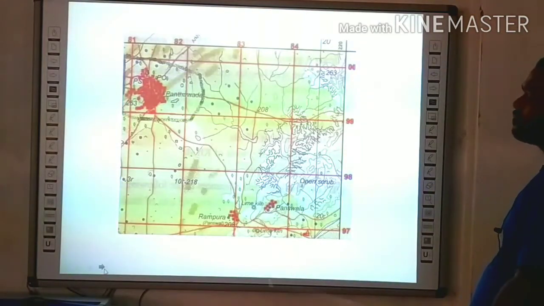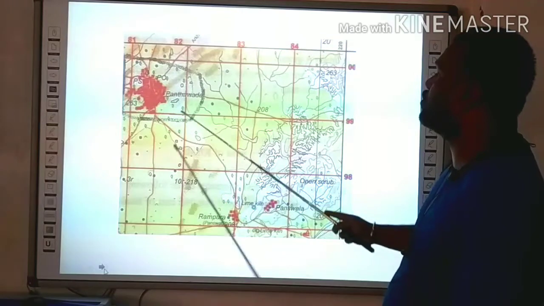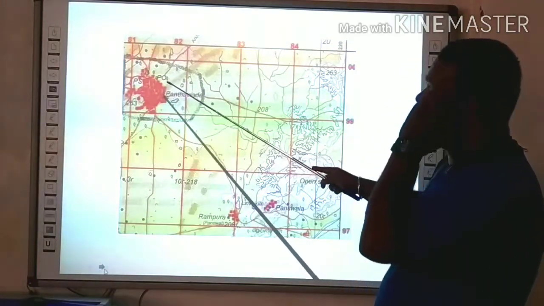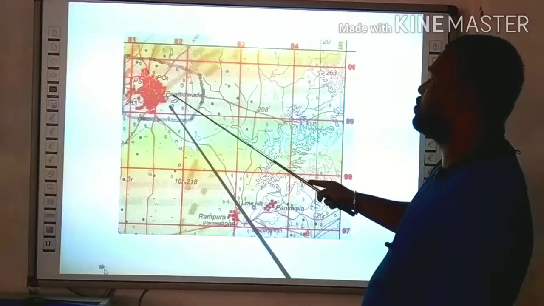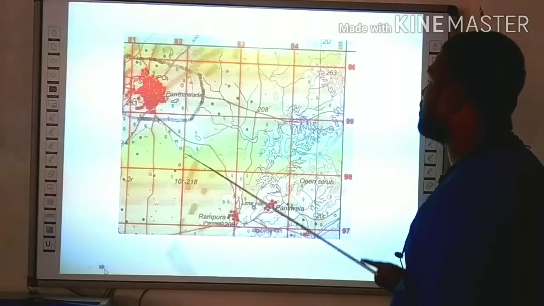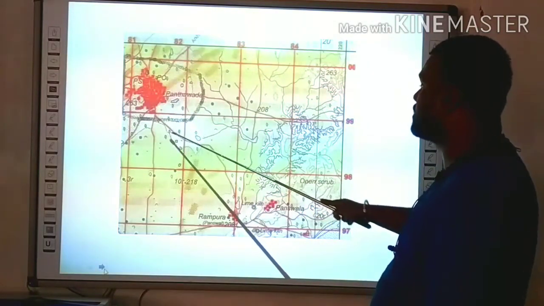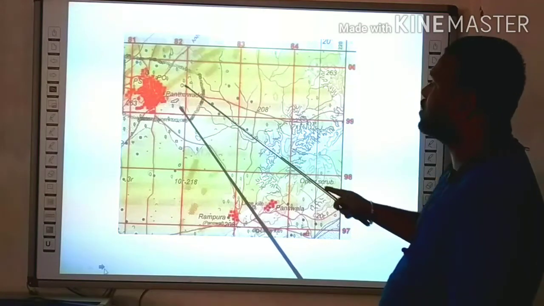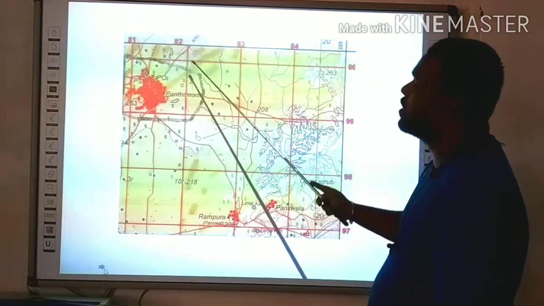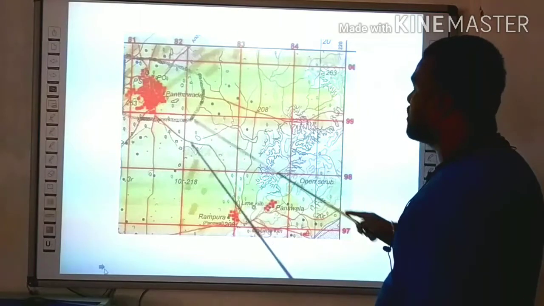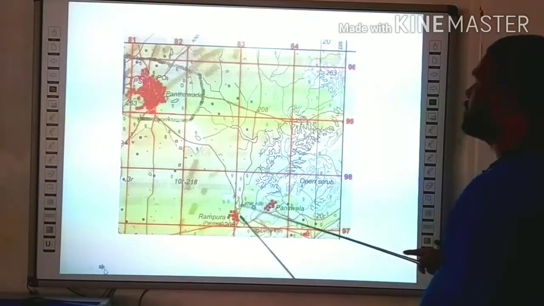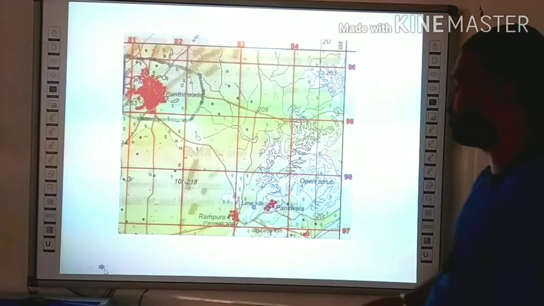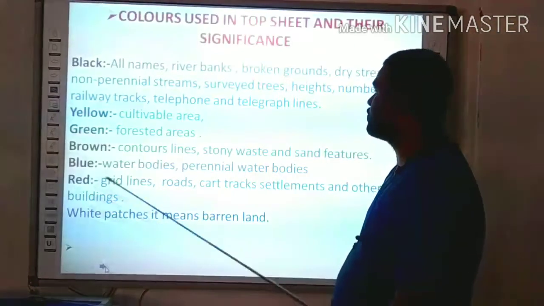Now try to find the same thing in this piece of topo sheet between these two settlements, Pathanwara and Rampura. Try to find out the distance between Pathanwara and Rampura settlement along this cart track. I hope you will be able to find it. It is very easy. You try it. Again I am telling, find the distance between the settlements along the cart track.